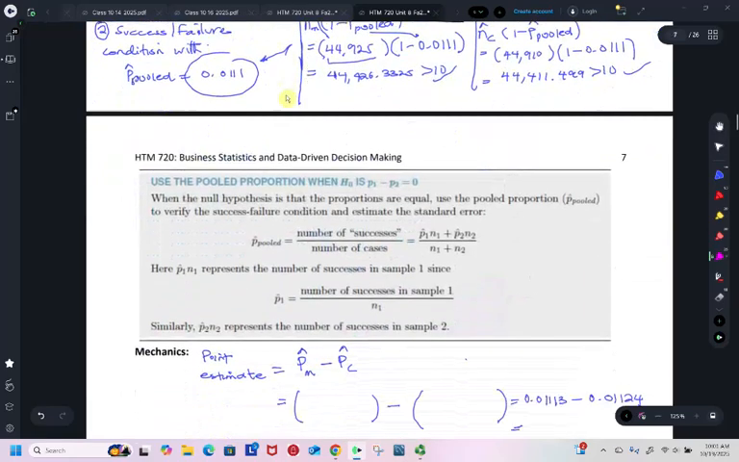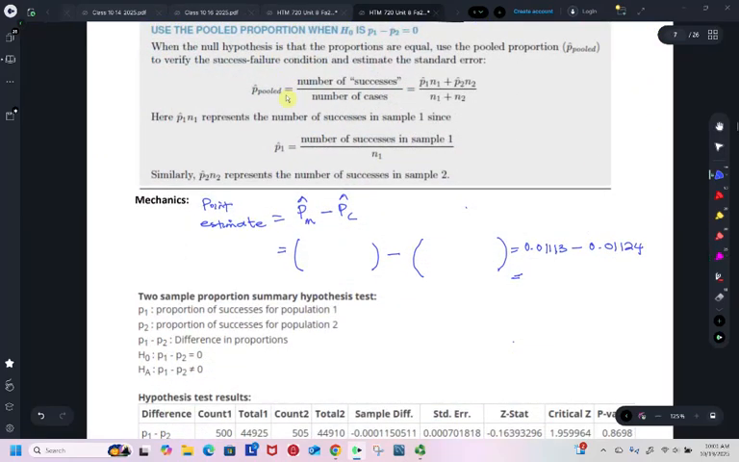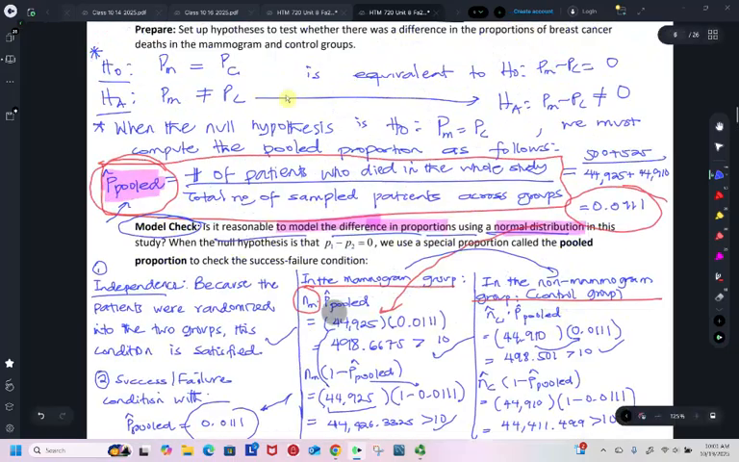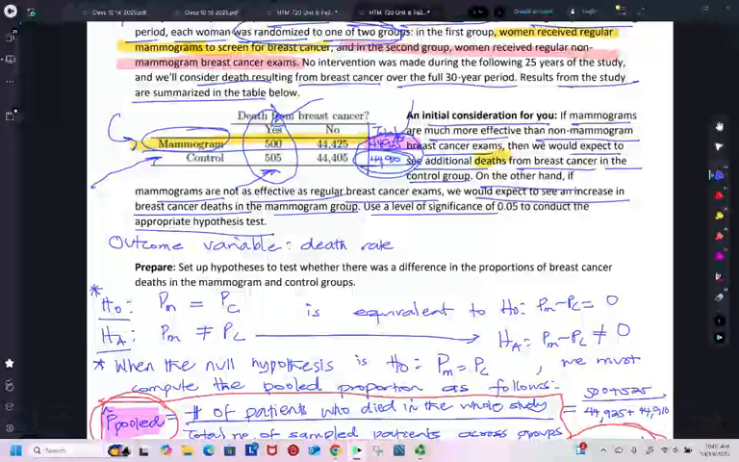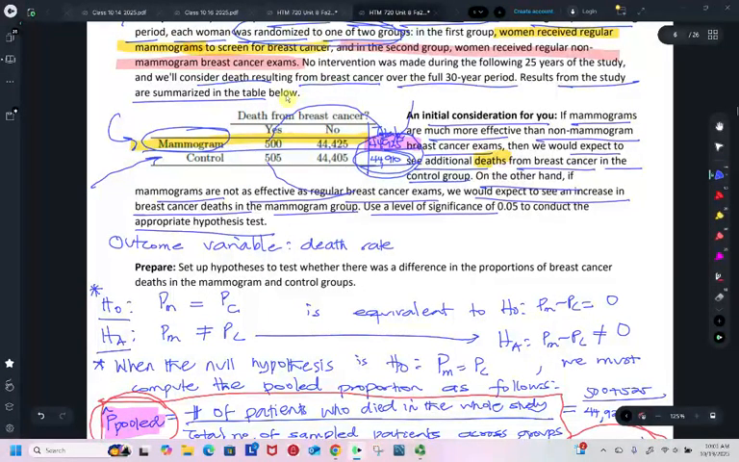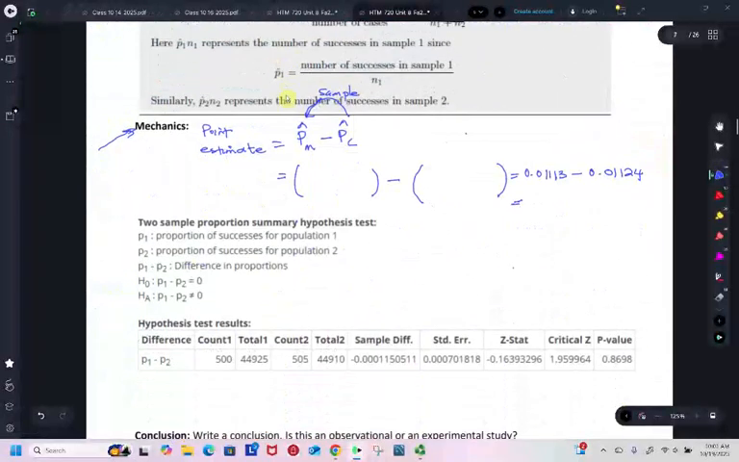With that said, we are ready to compute the point estimate. The point estimate will be what, in the sample, is the proportion of deaths in the two groups? Well, if we go back to the table given, the proportion of deaths in the mammogram group is 500 out of 44,925, whereas in the control group, it is 505 out of 44,910. So I'm going to look at that difference.